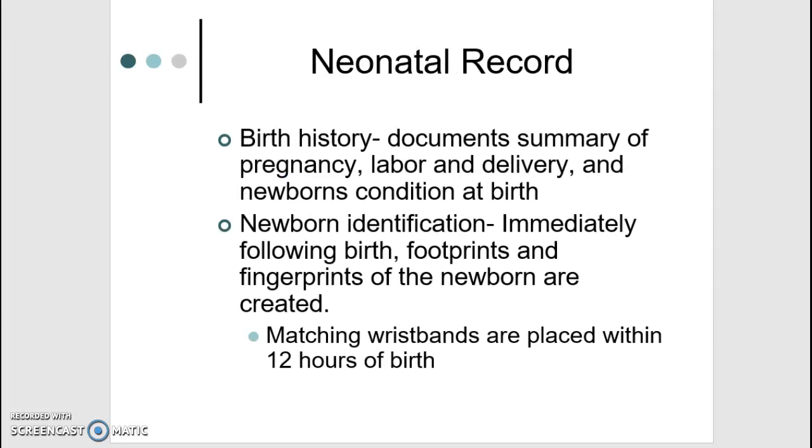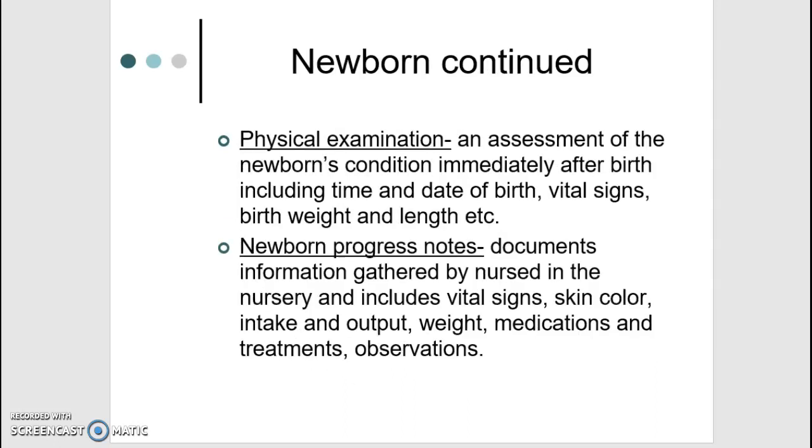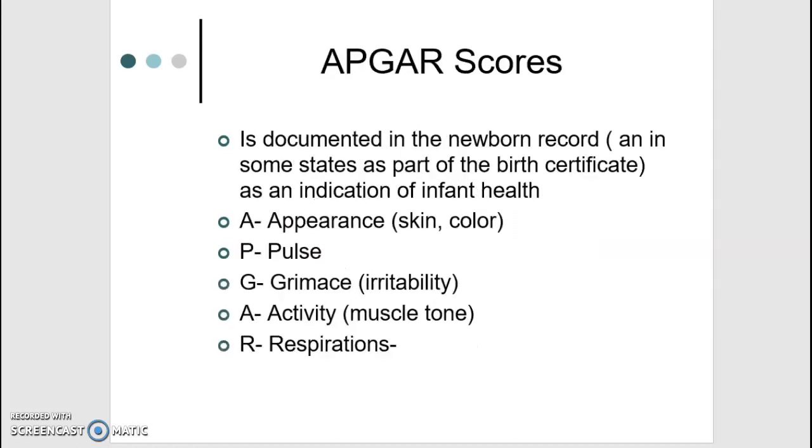Neonatal. This is our birth history. Summary of the mother's pregnancy, the labor and delivery, and newborn's condition. Newborn identification, again, immediately footprints and fingerprints of the newborn are created. Matching wristbands are placed within 12 hours, and I think this has even changed. They do this now immediately after the baby's born. They do a physical exam, which is, again, the assessment of the newborn's condition, and then they do progress notes.